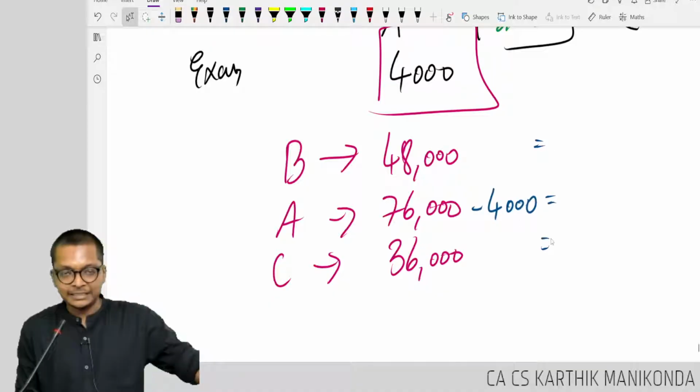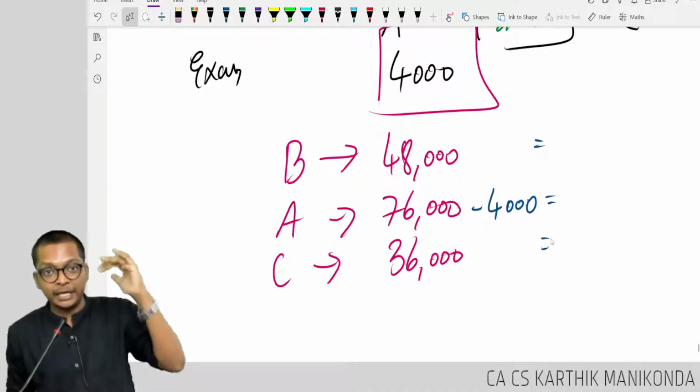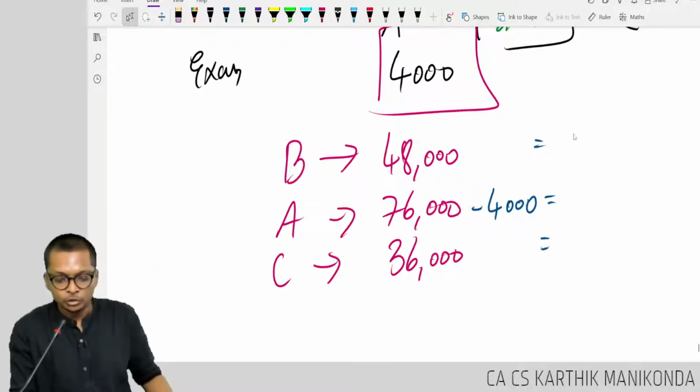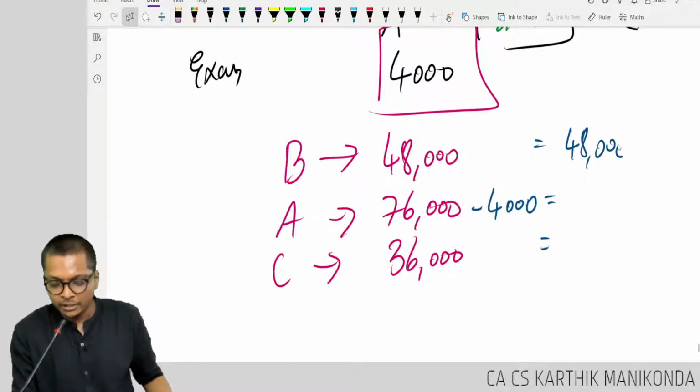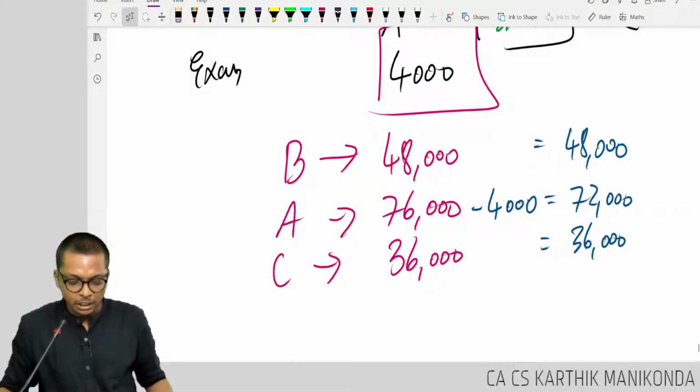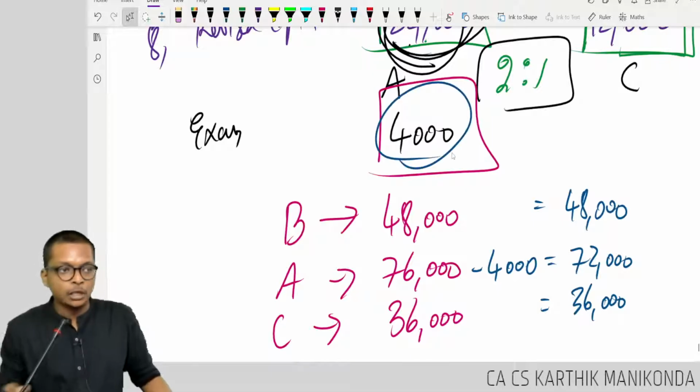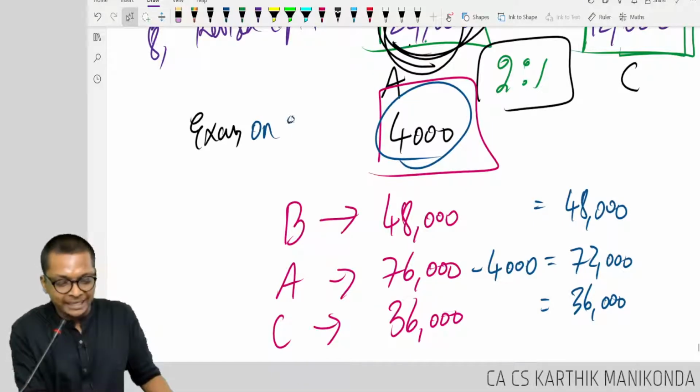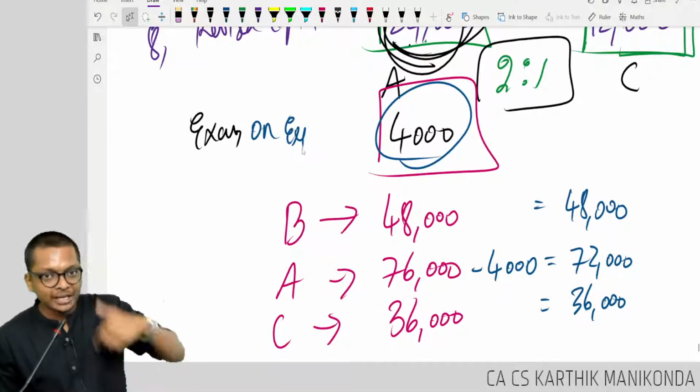A has the highest extra. Remove that extra. So now you will still get 48,000, 72,000, 36,000. Now after this 4,000, what was this? It is excess on excess. We call this extra on extra.